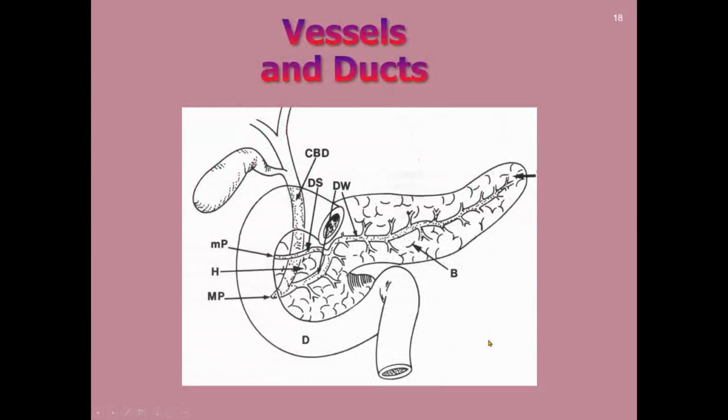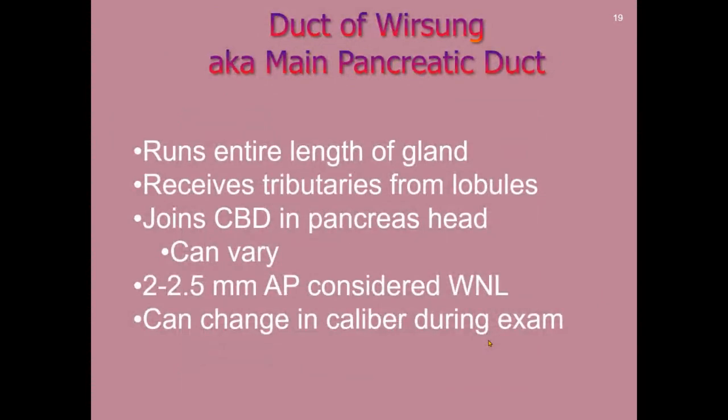More vessels for you to study. There's plenty of diagrams in here for you to study. We talked about the duct of Wirsung, also known as the main pancreatic duct. It runs the entire transverse length of the gland. It does receive tributaries from all the lobules, and it joins the CBD in the pancreas head. Where it joins can vary.